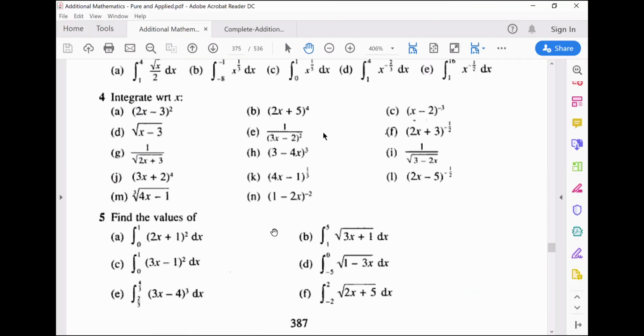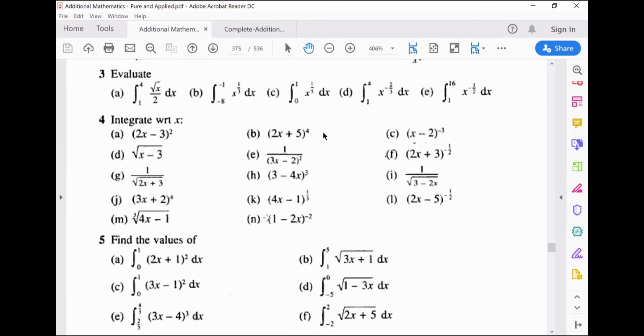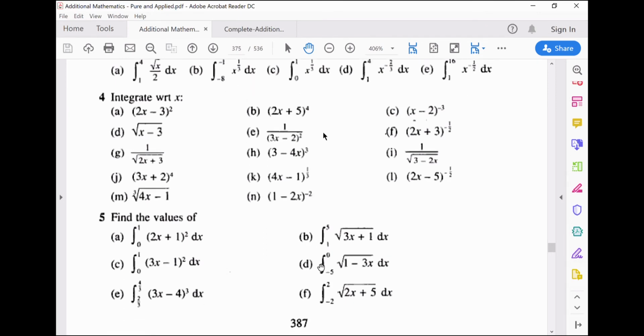D and E. So question 5, right? Or question 3. You'll log back in and plug in. So let's look at the last, D and E. When you plug in 8, what do you get? 0 to minus 5. Well, what is the root of 1 minus 3x? Sure, I'll jump in the calculator, root of 1 minus 3x.